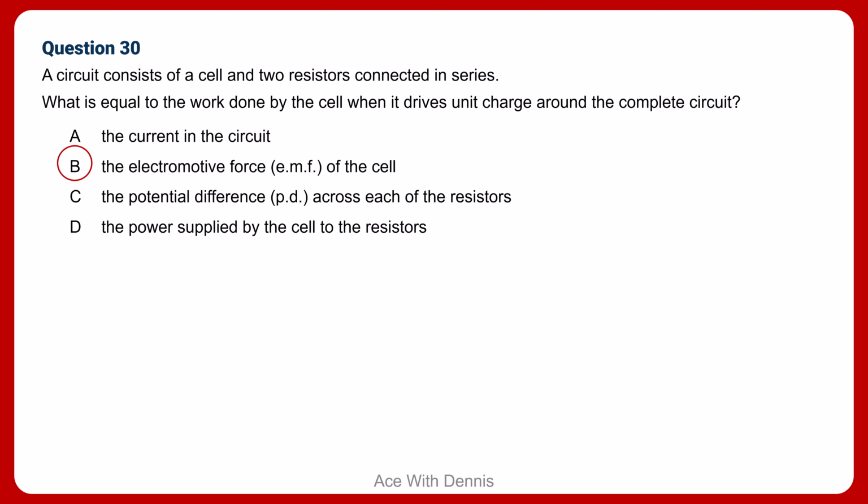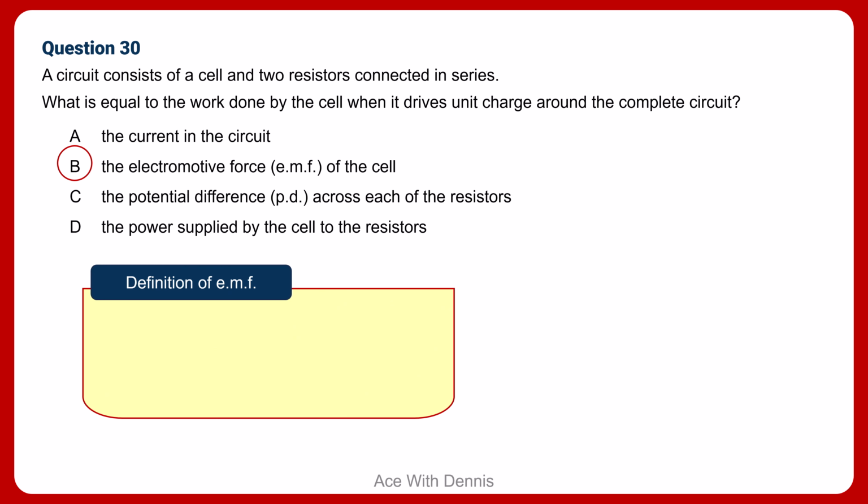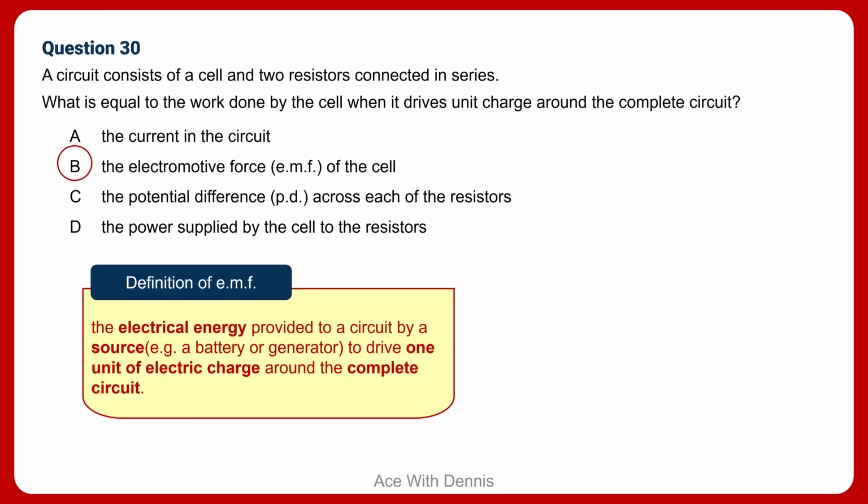The answer is B. The electromotive force EMF of the cell. So the statement in the question is the definition of EMF, which is the electrical energy provided to a circuit by a source, for example a battery or generator, to drive one unit of electric charge around the complete circuit. Hence, the answer is B, electromotive force EMF of the cell.